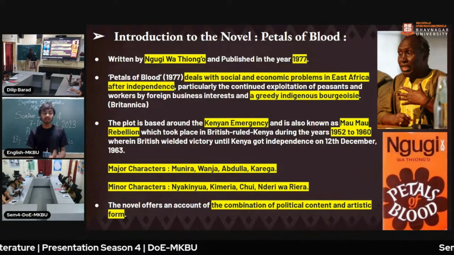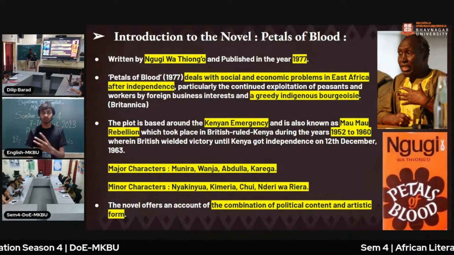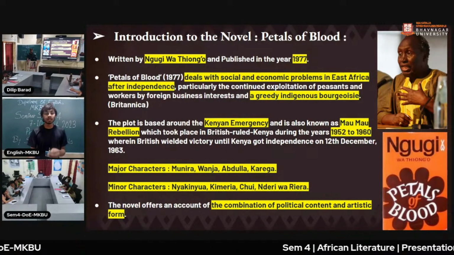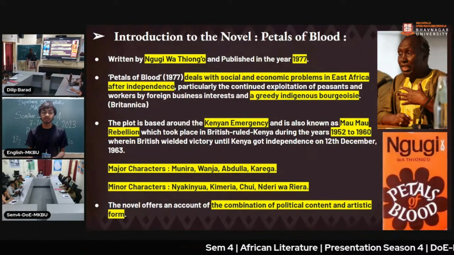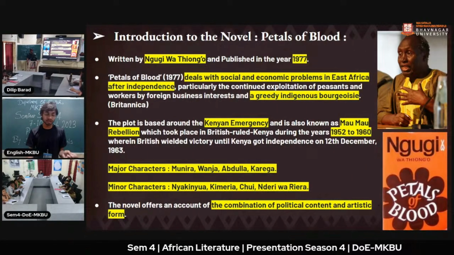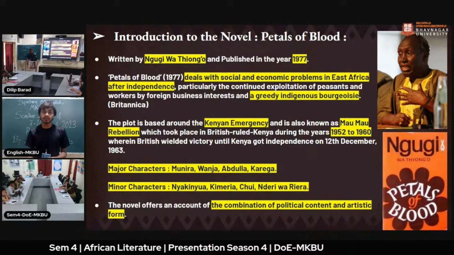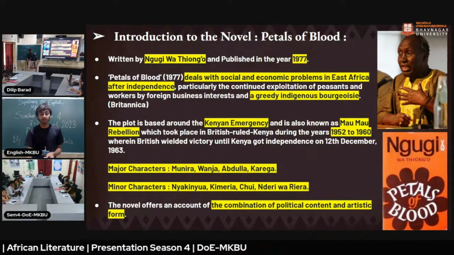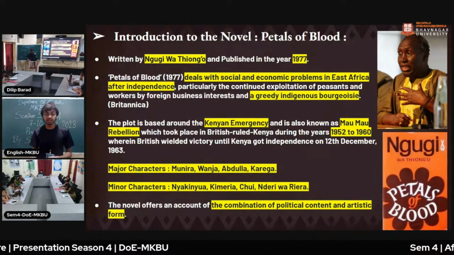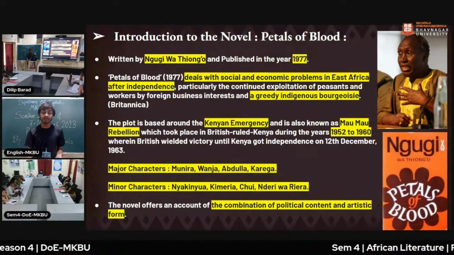And there are major characters like Munira. There are four major characters, one is a woman, three are male. One is Munira, a school teacher who comes from a rich Christian family, and Wanja, and Abdullah and Karega. Then minor characters such as Nyakinyua, Kimeria, Chui, and Nderi wa Riera.